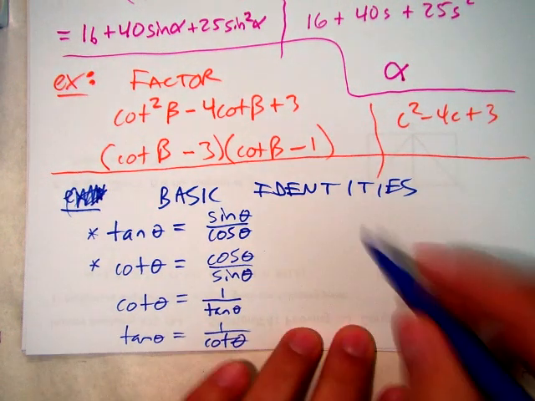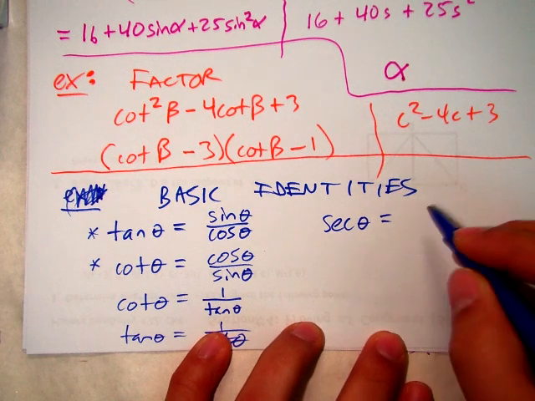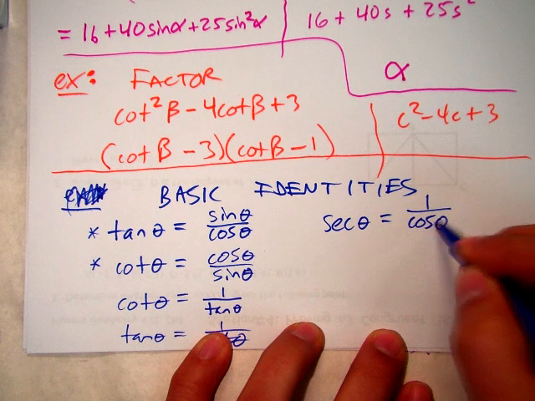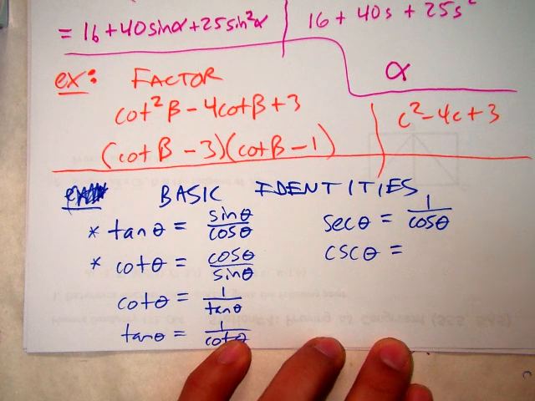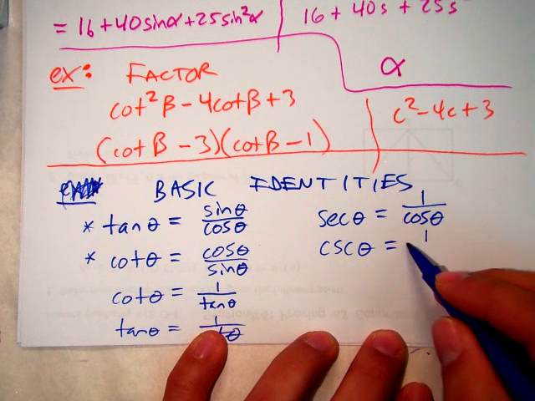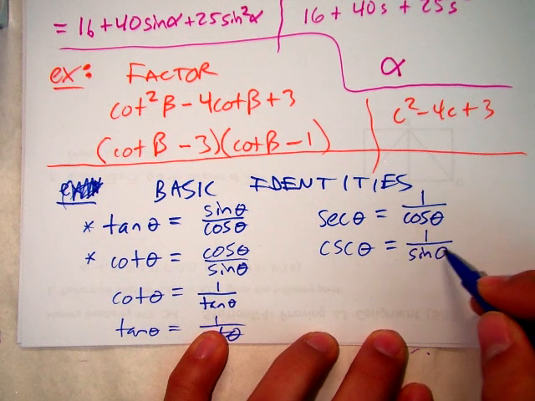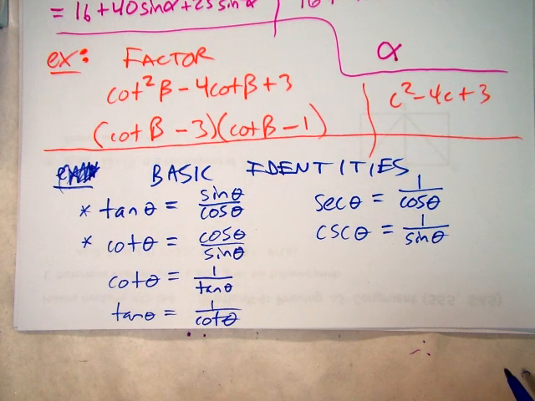Now, secant is 1 over x, but we're going to write it as 1 over cosine. Ellie, what would cosecant be? One over sine. Yep. Everybody okay with where these are coming from? It's just using the x and y definitions, but we're replacing x's and y's with cosines and sines.